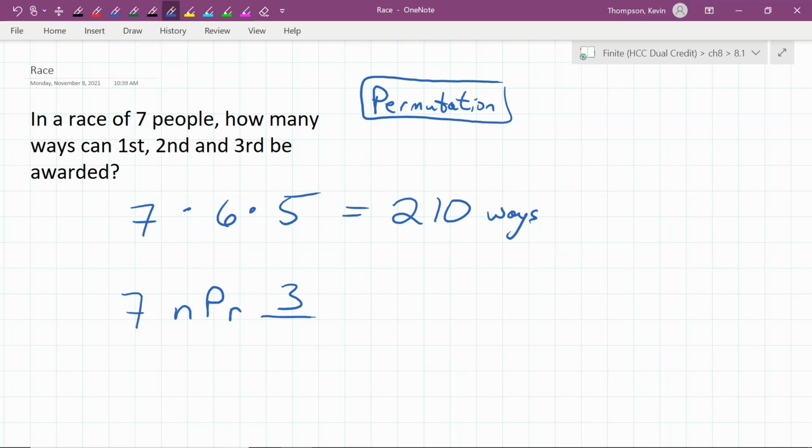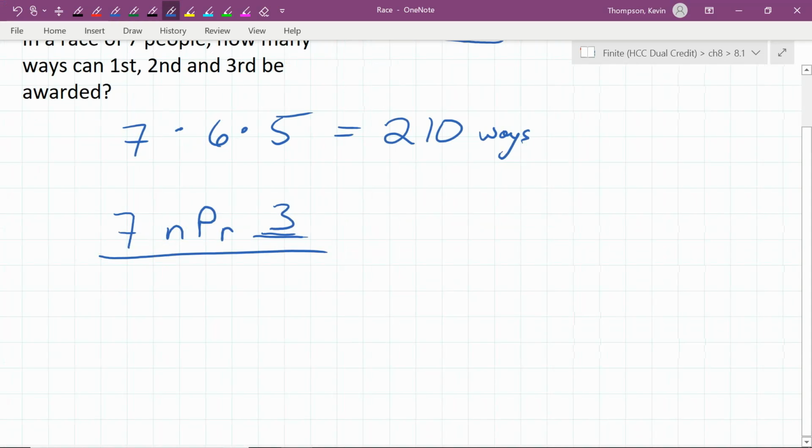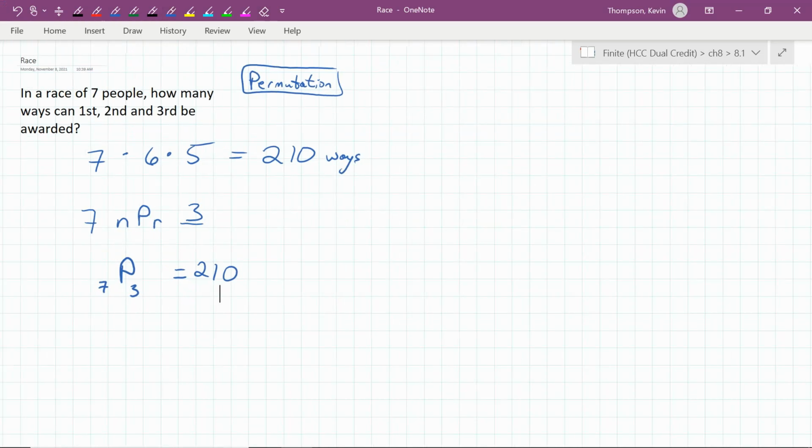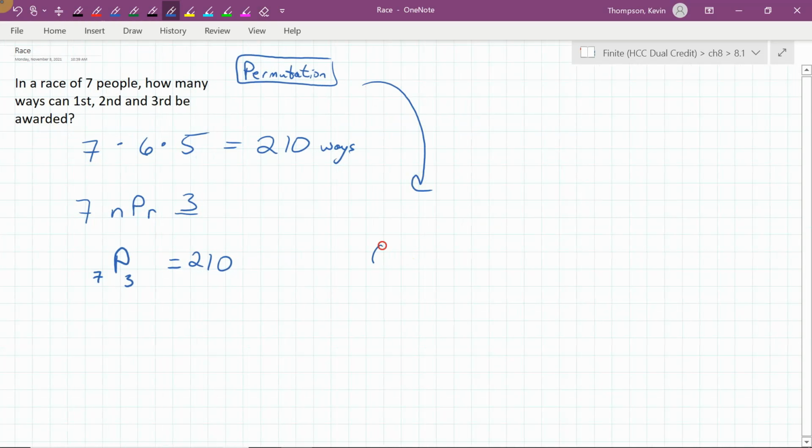7 choose, or 7 permutation 3. So your calculator might show this, or it might show this, but it should have said 210. Did it? Okay. Now, what I want you to put next to this is some idea that the order matters.